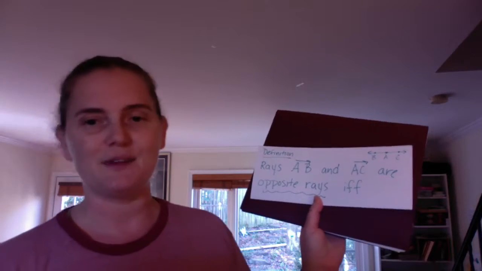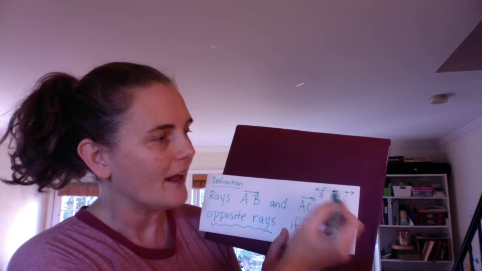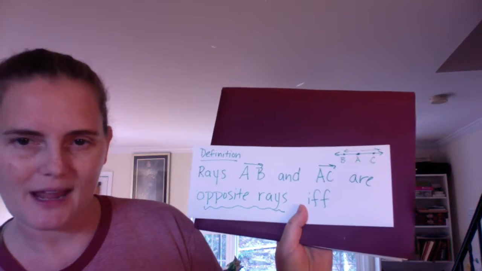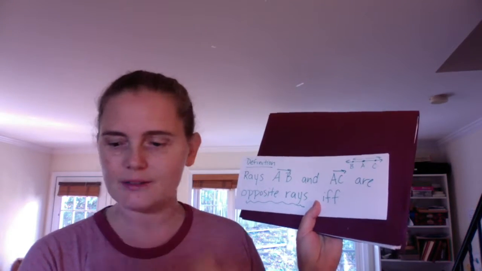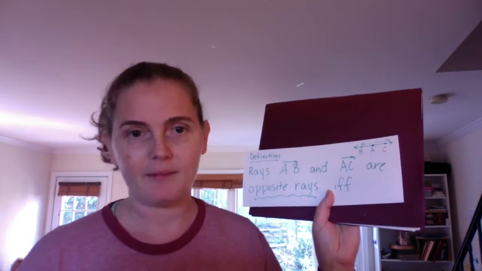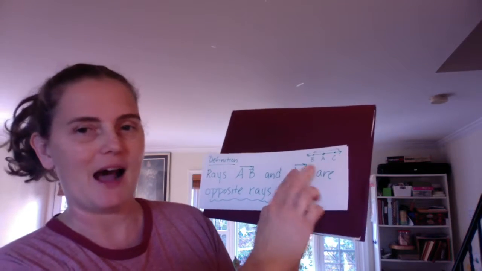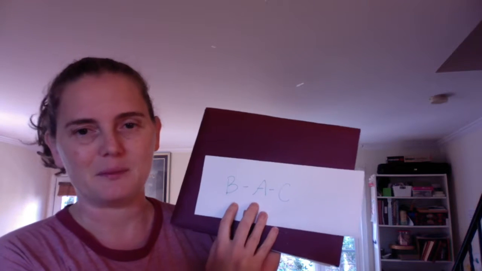That's all for this lesson, except for the final quiz. Definition: rays AB right here and AC right here are opposite rays if and only if. And this is the definition that we learned sometime this chapter. But let's see if you can figure it out. Rays AB and AC are opposite rays if and only if B, A, C are collinear with A between B and C. And there you have it.